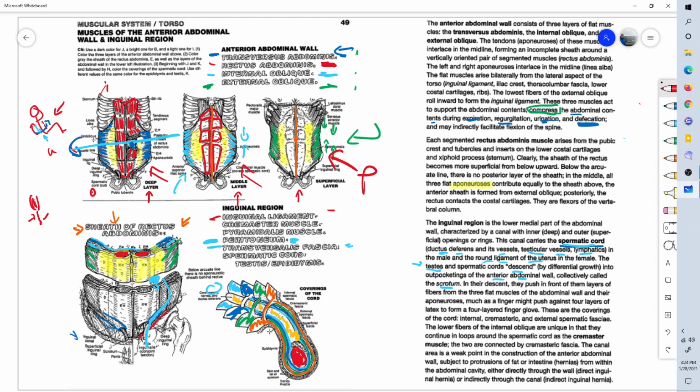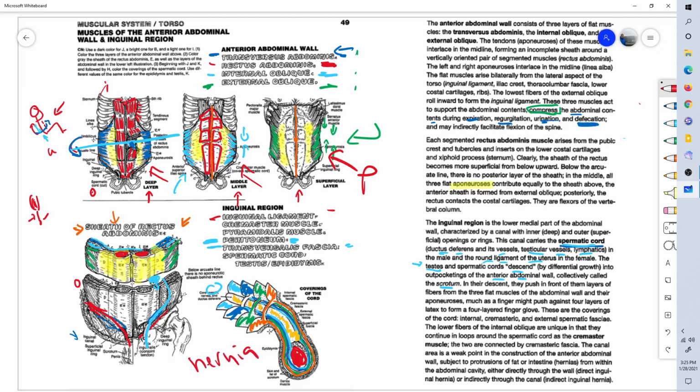creates a weakness in this inguinal canal right here, where the guts and the internal organs of your abdomen will sneak through because of this pressure and start pushing through and through, your actual guts, your intestines. Your intestines will push through the canal if it gets weak and actually out into the scrotal sac. And that is called a hernia.